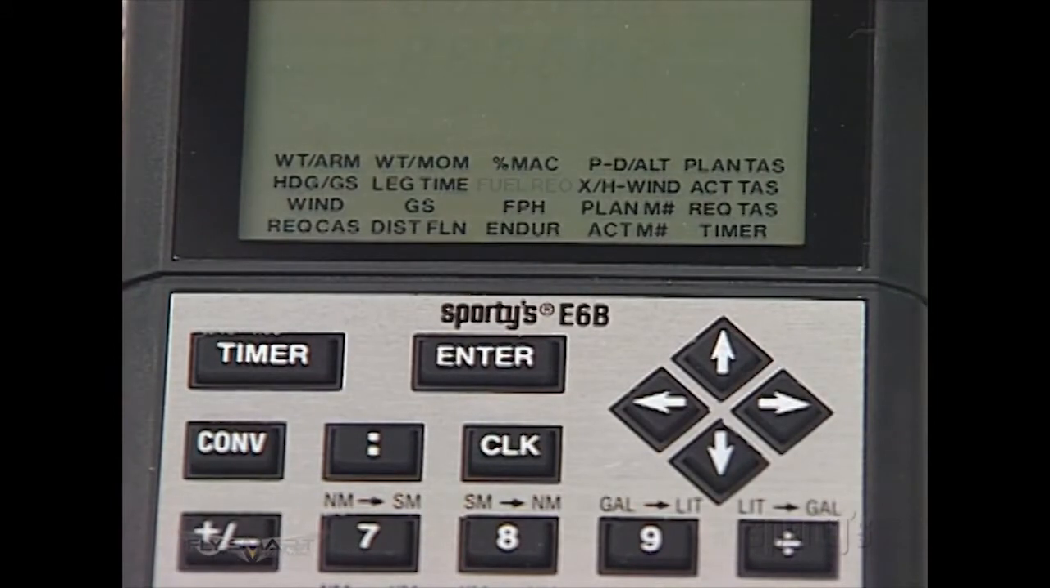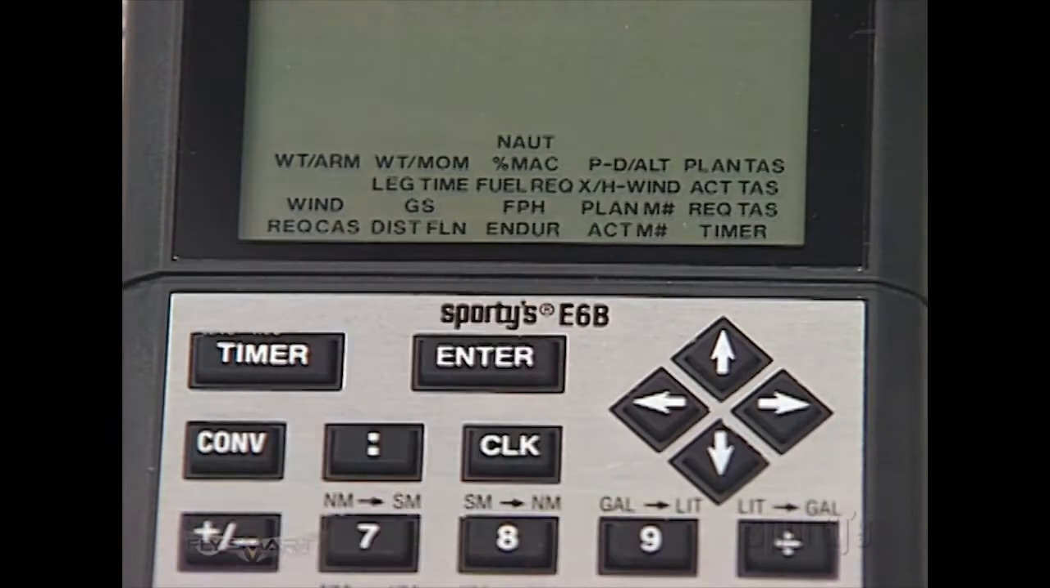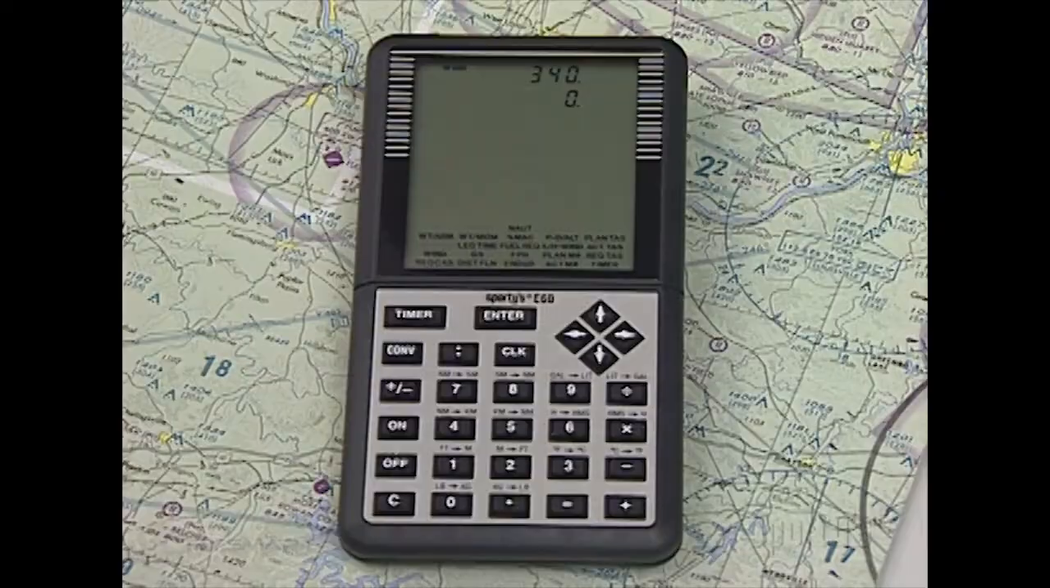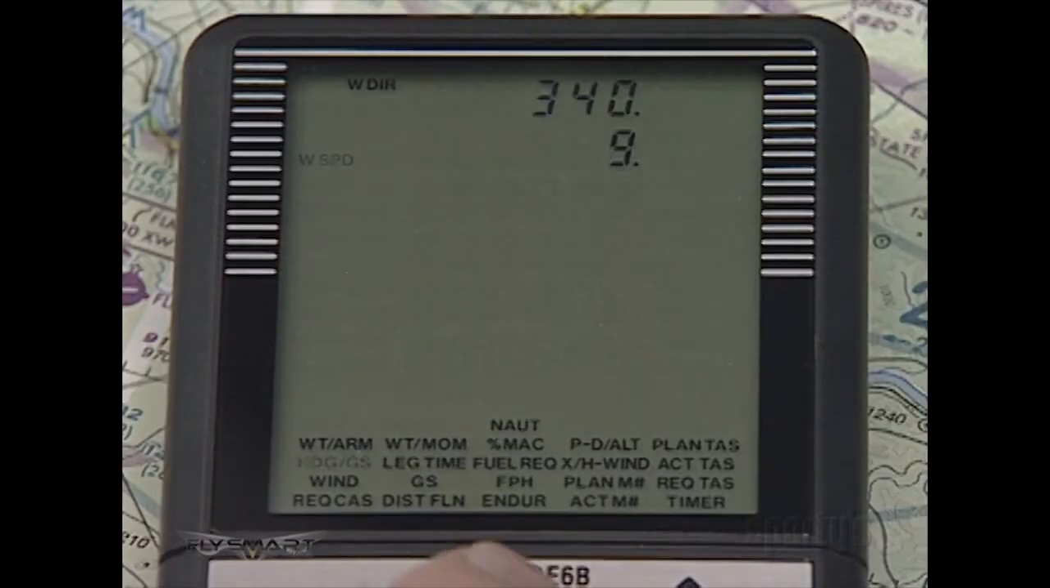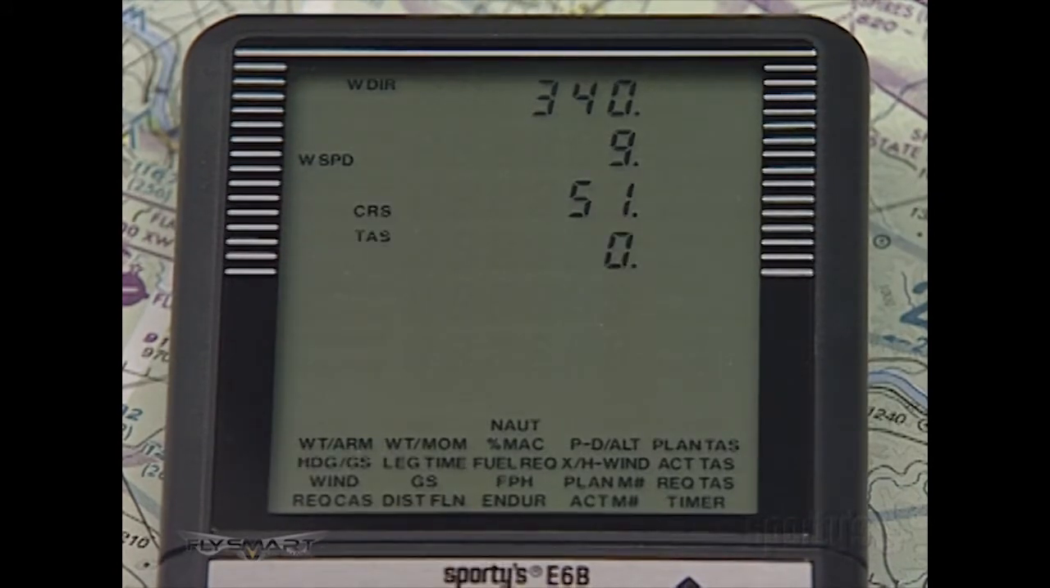The next step is to select heading and ground speed. Press Enter and put in the wind direction of 340 degrees. Now, enter the wind speed at 9 knots and the true course of 51 degrees. Enter the true airspeed of 115 knots, and the answer for ground speed is 111.7 knots with a heading of 46.8 degrees. We'll round these to 112 knots and 47 degrees.